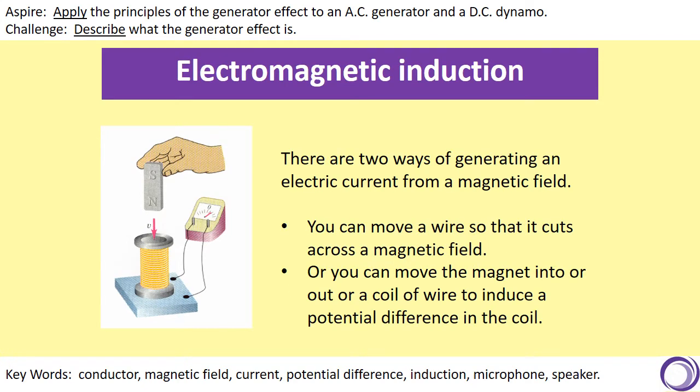There's two ways that you can generate the current. You can either move the wire, so it cuts through the magnetic field. Think of that magnetic field as lines, and you've got your wire cutting through those lines in the magnetic field. Or you could move the magnet in and out of the coil, in which case it's the magnet that's moving, but you've got the same effect. You've got those magnetic field lines being cut by the conductor.